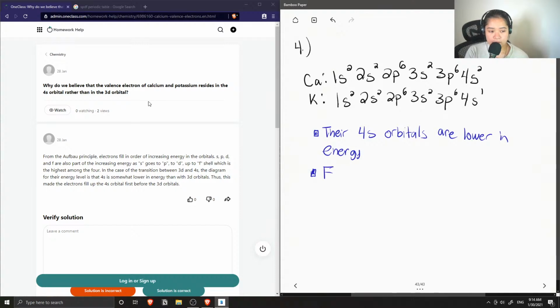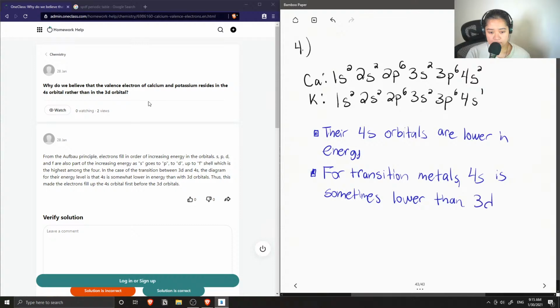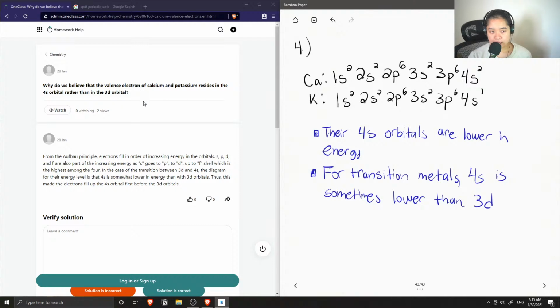Typically for transition metals, sometimes your 4s can be lower than the 3d orbital. But for both calcium and potassium, the 4s orbitals would still be considered lower in energy.